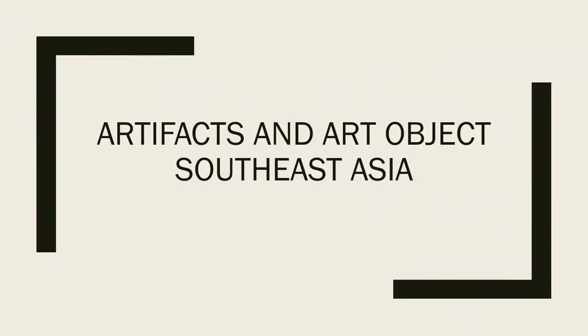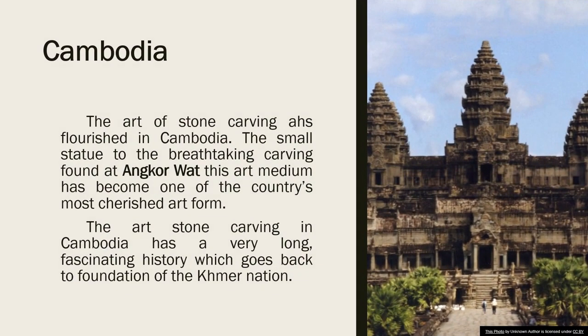Artifacts and art objects of Southeast Asia. In Cambodia, the art of stone carving flourished, from the small statue to the breathtaking carving found at Angkor Wat. This art medium has become one of the country's most cherished art forms. The art of stone carving in Cambodia has a very long, fascinating history which goes back to the foundation of the Khmer nation.